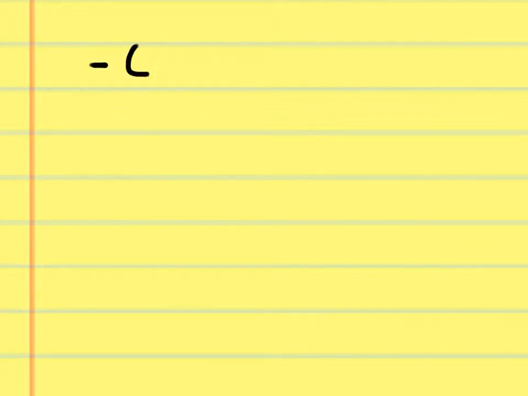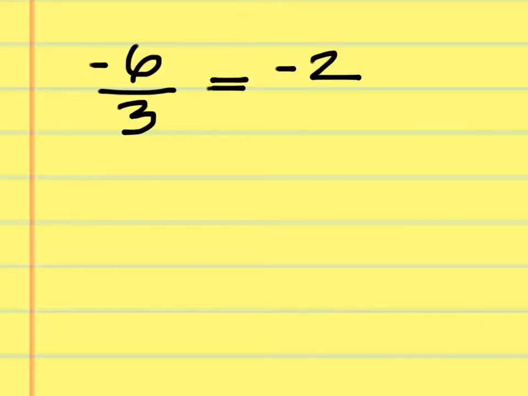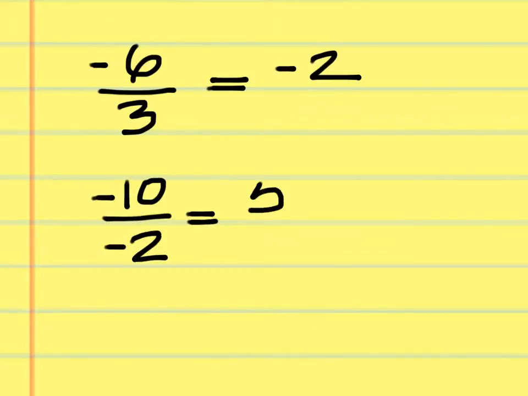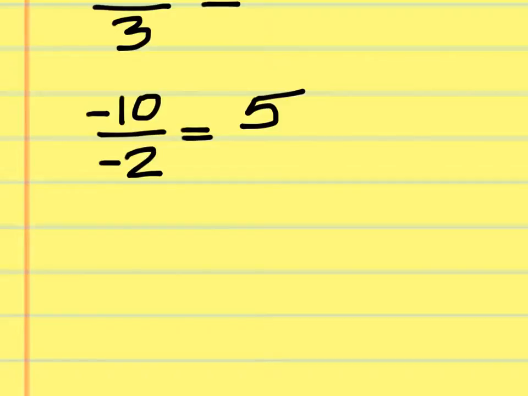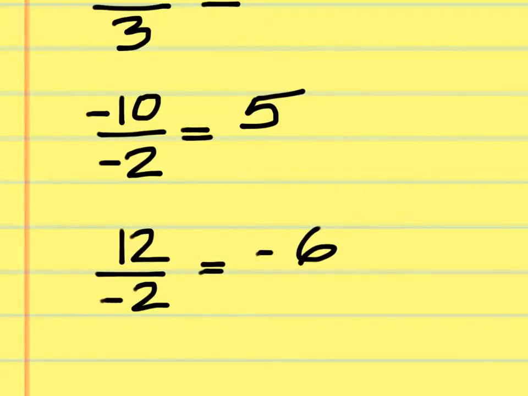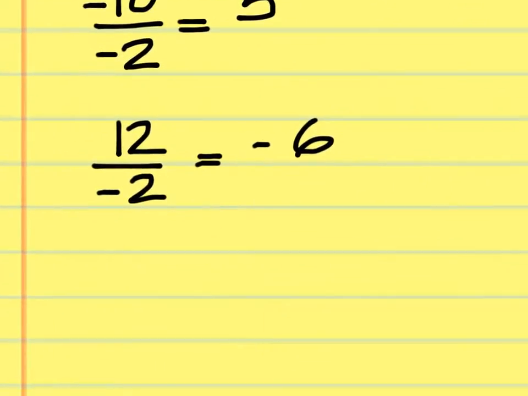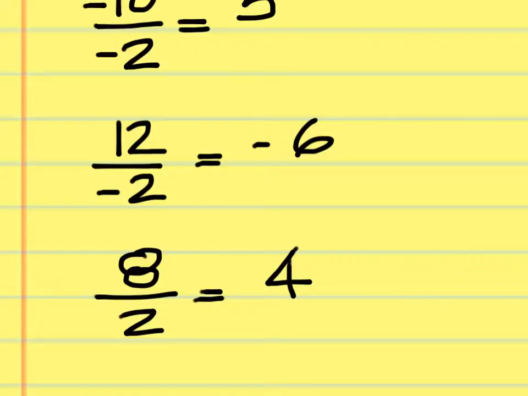For example, if I had a negative 6 divided by 3, my answer would be negative 2. If I had negative 10 divided by negative 2, my answer is positive 5. If I had positive 12 divided by negative 2, the answer is negative 6. And of course, if I had 8 divided by 2, the answer is 4.